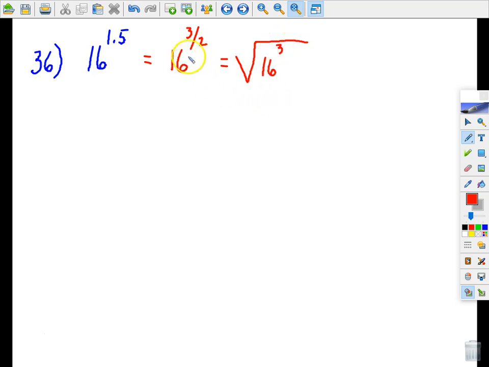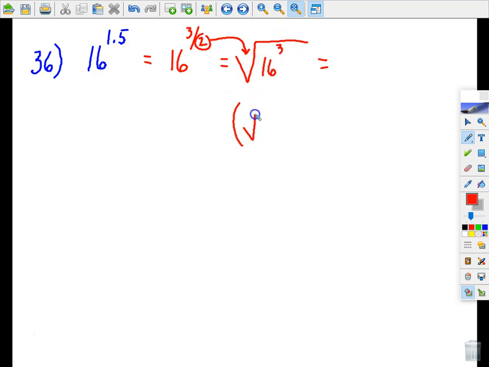Okay, so just practice changing rational exponent into radical. Notice how this denominator basically becomes the index or the root. And once again, break this up into two parts. What is the square root of 16? The square root of 16 is 4. And then to get your answer, you're just going to do 4 to the 3rd power.